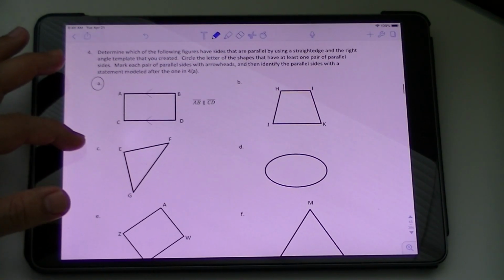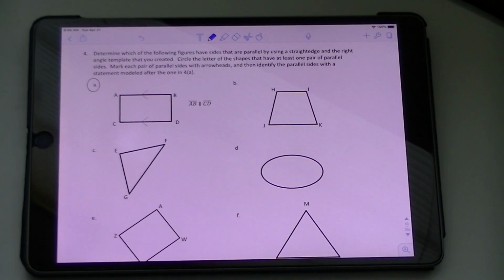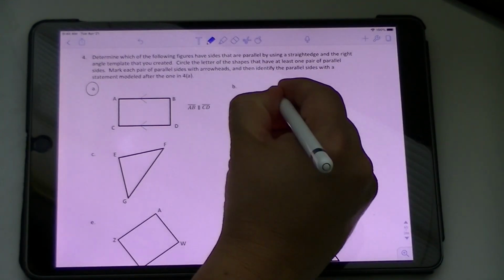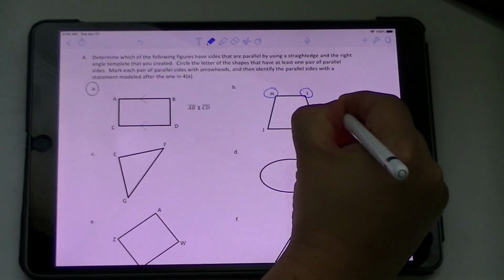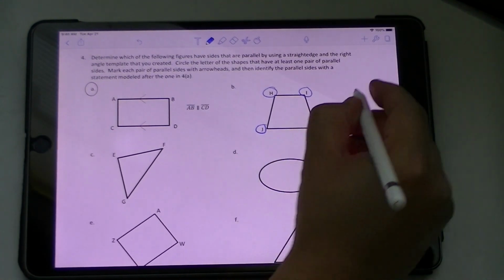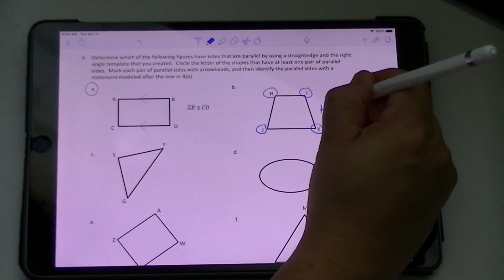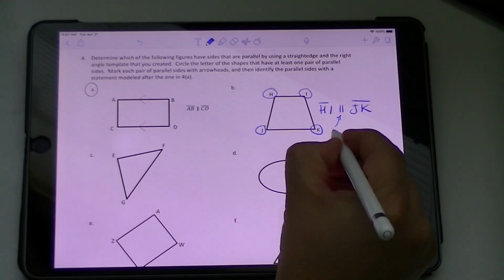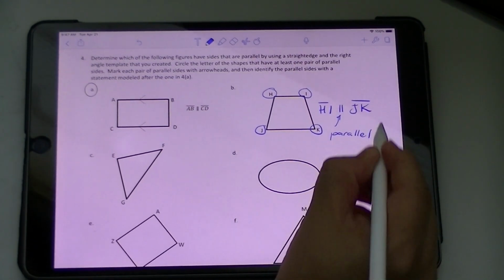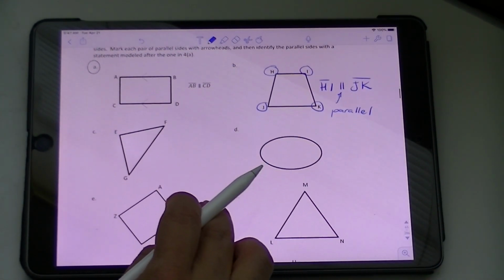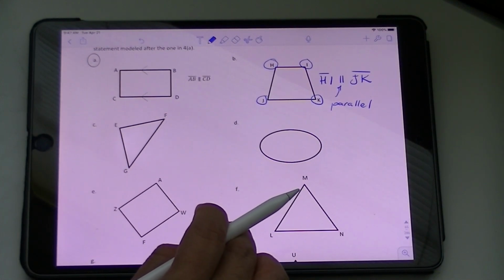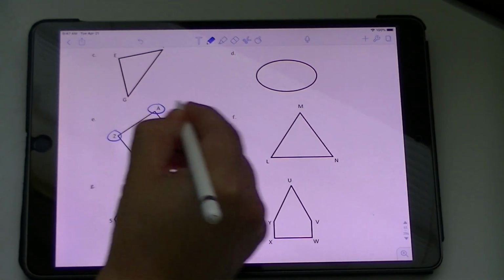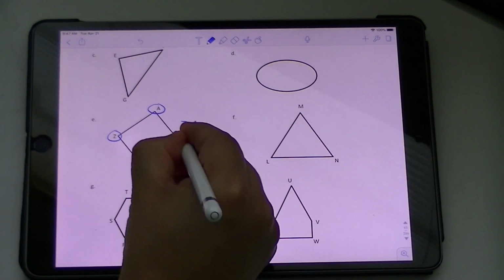Then you have a bunch of figures. Now, not all of the figures are going to have parallel lines, but look, in this case you have HI, and JK. They are parallel. This is the symbol that means parallel. Okay, so no parallel lines for C, no parallel lines for D. Now for E you have ZA, and FW.